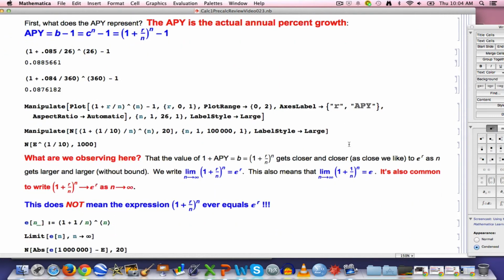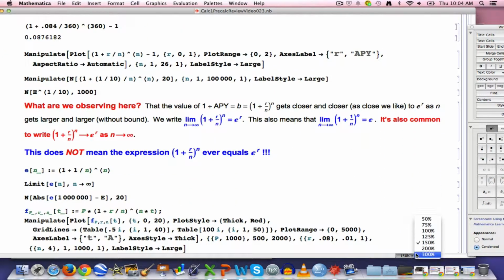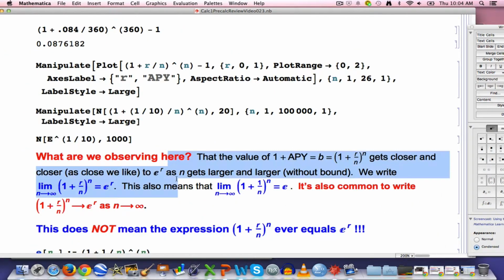Alright, let's start by going down and looking at this right here. We were thinking about so far recently the values of 1 plus r over n to the n power as n got larger and larger. That's also the value of what I call b, the actual annual growth factor, and it was related to the APY, the annual percentage yield, which represents the actual percent of growth each year.